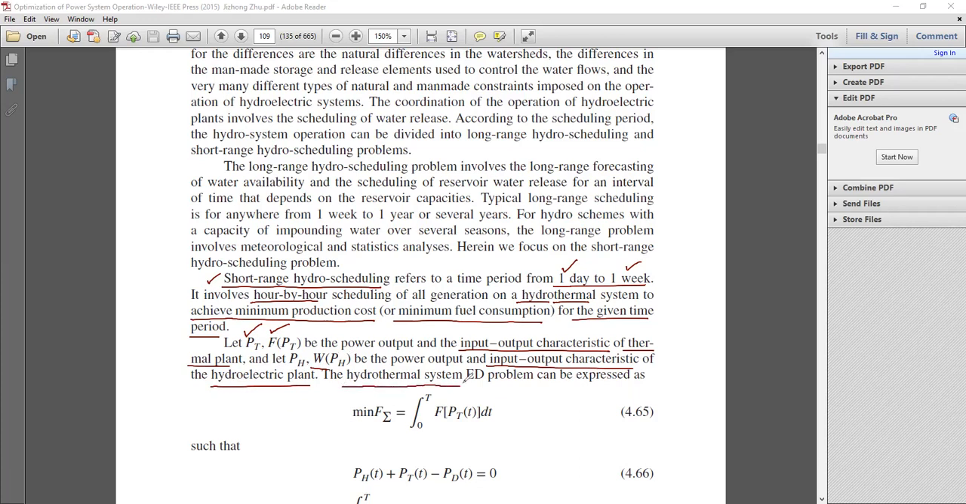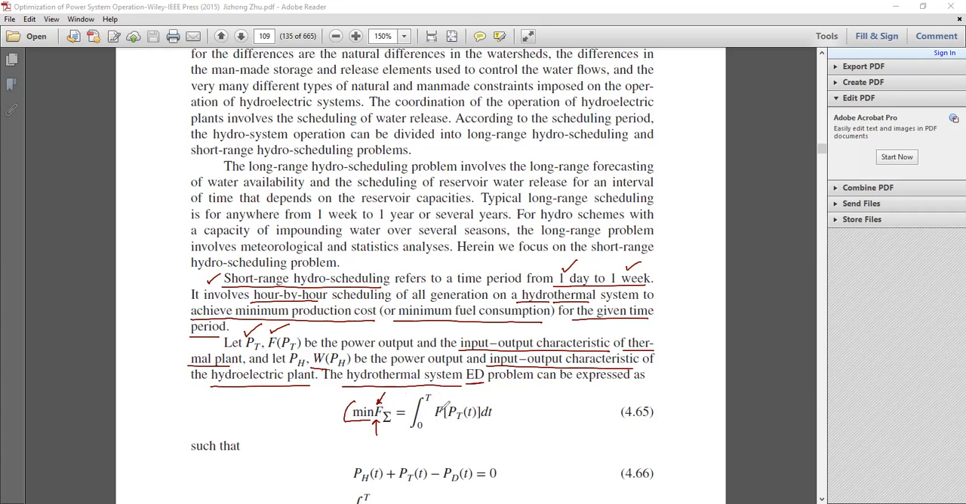So the hydrothermal system economic dispatch or economic load dispatch problem is expressed as: our target is to minimize the summation of all F. If you have more than one unit, then you will be using the summation. So our target is to combine all the costs and minimize the total cost. F summation is basically the total fuel cost, or the total running cost, whatever.